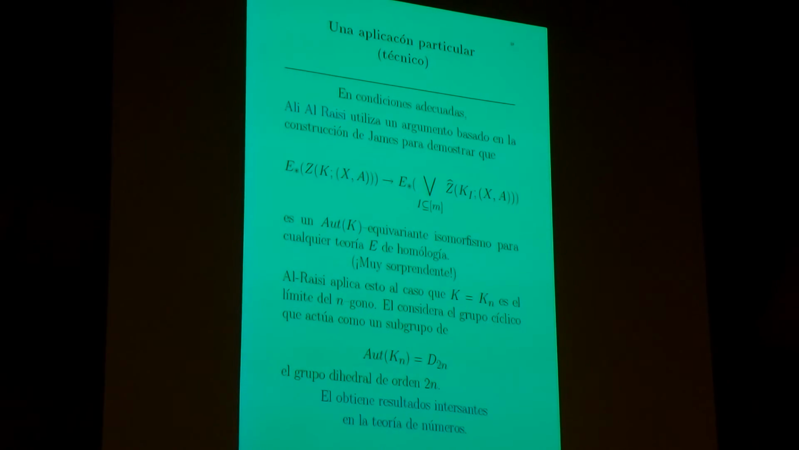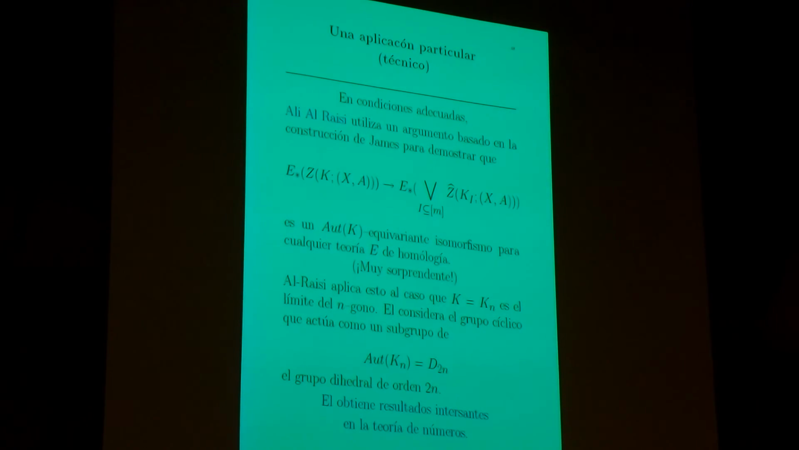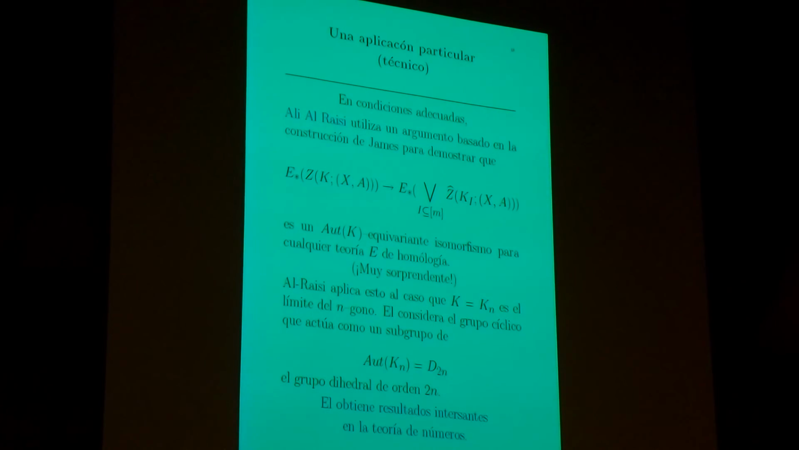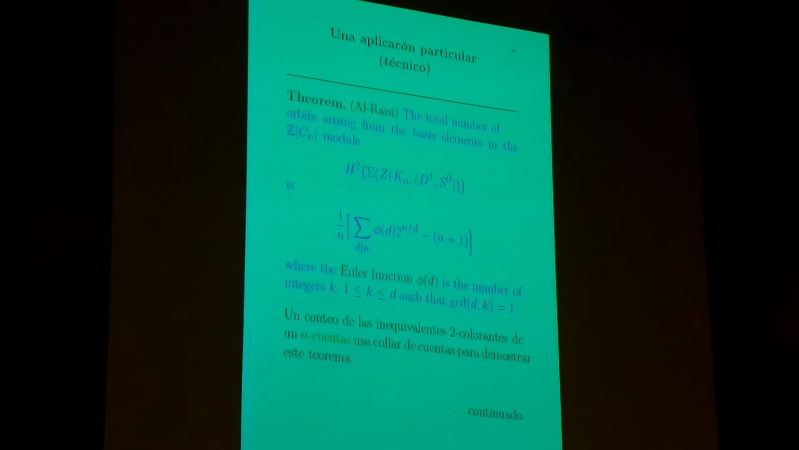Generally, we are looking at actions on the spaces X and A, but here we're looking at the action of the automorphism group. And so he shows this is equivariant. Now by taking K to be the boundary of the n-gon, right? The simplicial complex, which is the boundary of the n-gon. And by considering the dihedral group, so I'm just going to consider a cyclic subgroup of the dihedral group, which is the automorphism group of the n-gon. Right? So I'm going to consider a cyclic subgroup. So he obtains an interesting result in number theory.